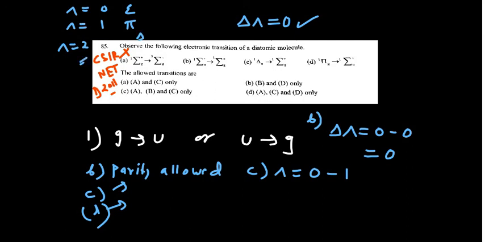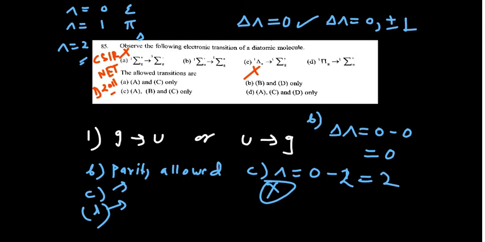But what the selection rule says is that delta lambda should be either 0 or plus minus 1, but here it is giving you plus minus 2. For C it is giving 0 minus 2, that is 2. That means C is not allowed, so you can strike out your C, and remove this C from here also, right?